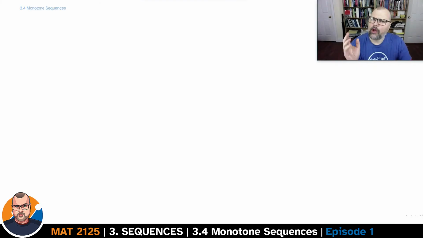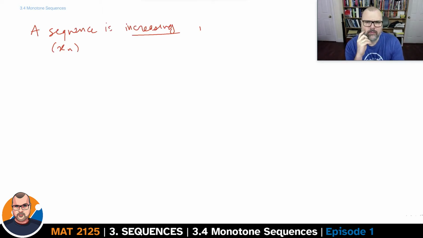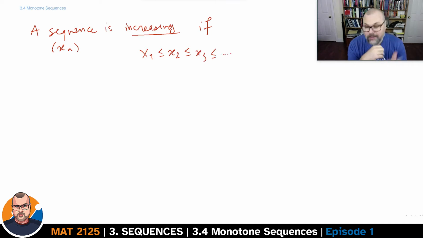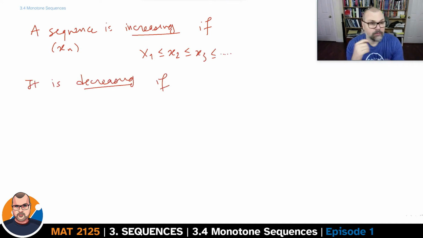In this section, we're going to talk about a specific type of sequence, monotone sequence. A sequence is increasing if the first term is smaller than or equal to the second term, smaller than or equal to the third term, and so forth. It is decreasing if the inequalities are reversed. The first term greater than or equal to the second term, which is itself greater than or equal to the third term, and so forth.